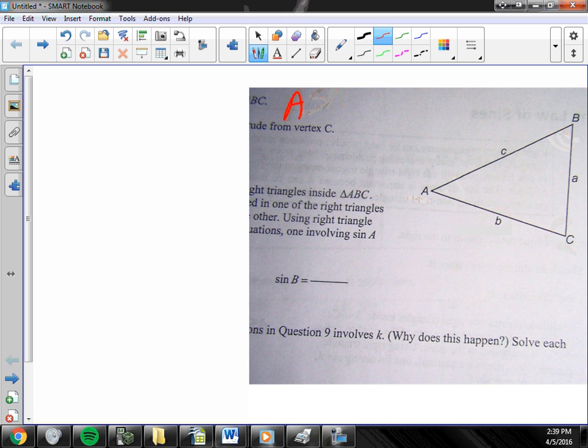Angle, side, side. Is that enough? Yes. We know 2 A's, and we know 1 B, so we could use it to find the other B. The trouble is, a lot of the time, there are 2 B's that work, and we'll get into why that's the case later. So angle, side, side does work with the law of sines, but a lot of the time you end up with 2 answers because there are actually 2 triangles that satisfy that. All right.